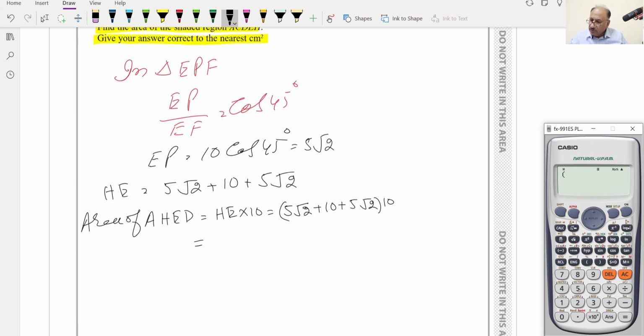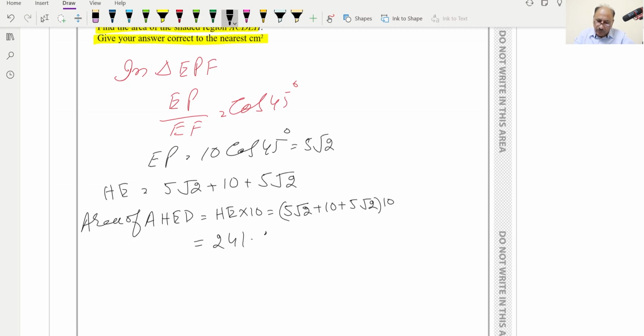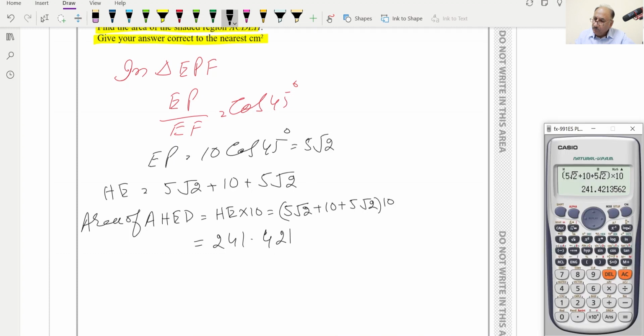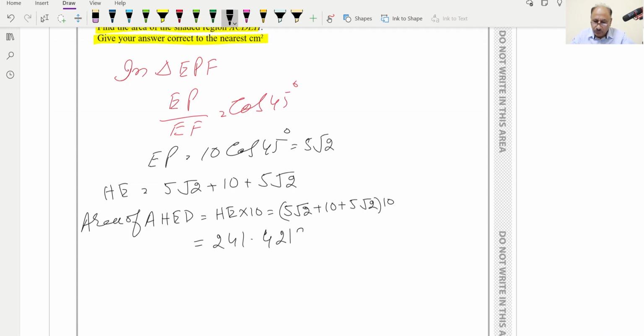This will be, in brackets, 5 under root 2 plus 10 plus 5 root 2, multiplied by 10, and this is equal to 241.4213562. So this is the area of the rectangle which we found.